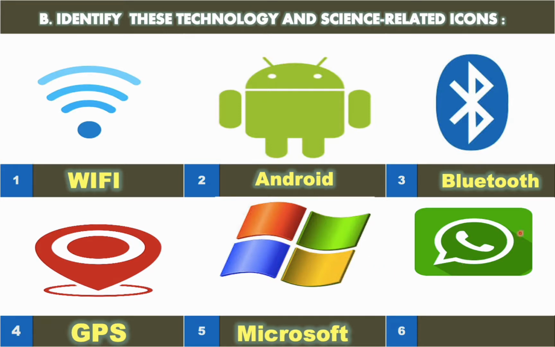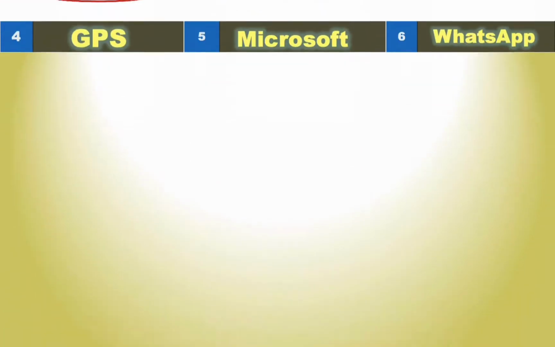Okay, and again here we are talking about some apps that we use. Social media. We have WhatsApp. So here we have some technology and science related icons, or logos or symbols, right? Okay, now let's move to some practice.